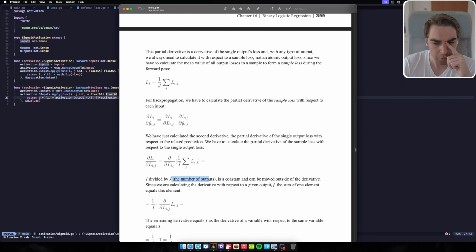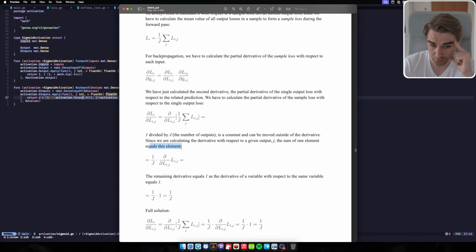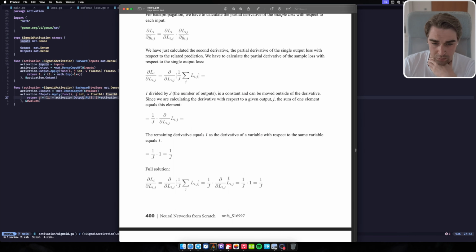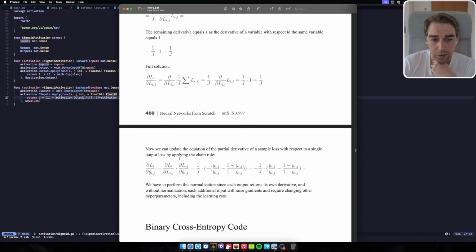1 divided by J, the number of the outputs, is a constant and can be moved outside of the derivative. Since we calculated the derivative with respect to a given output, the sum of one element equals this element. So this is what we have. The remaining derivative equals 1, as the derivative of a variable with respect to itself equals 1. So the full solution is, now we can update the equation of the partial derivative of a sample loss with respect to a single output loss by applying the chain rule.